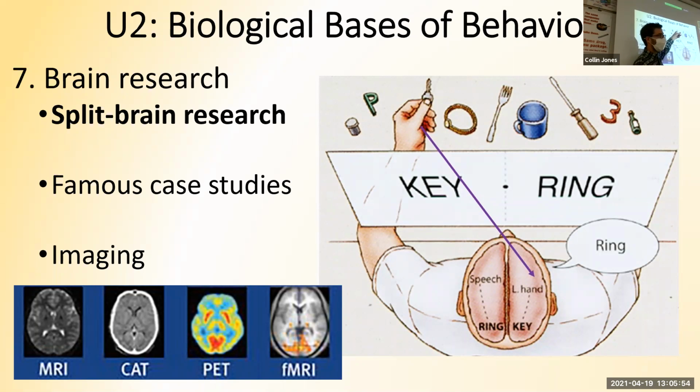He'd say, this is the word I saw. Out loud, he would say the word ring. But with his left hand, he would pick up a key. Pretty wild, pretty crazy. So that's Sperry and Gazzaniga's research.